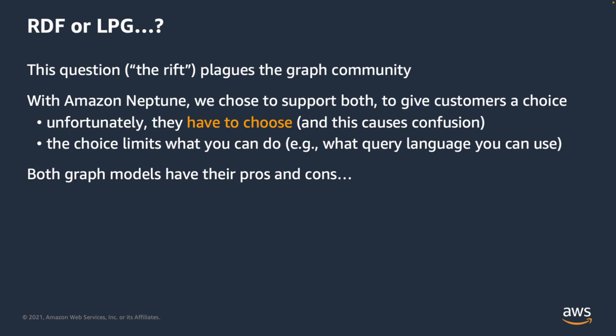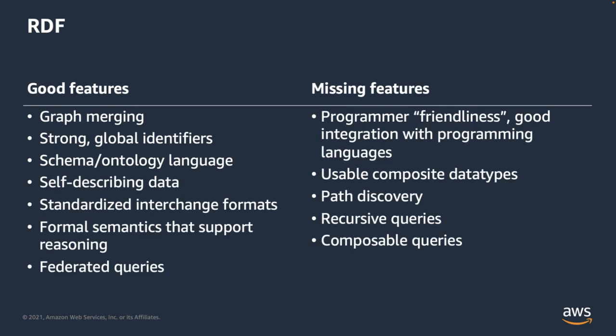Now, when you do choose, it limits what you can do. Most importantly, with Neptune, it limits the query languages that are available to you. We support Gremlin and openCypher on the property graph side and SPARQL on the RDF side. No big surprise there. Both graph models have their pros and cons, but these pros and cons are not the same. There are different good things about RDF than there are about property graphs. So rather than saying what's good and what's bad, I decided I'm going to list what's good and what's missing.